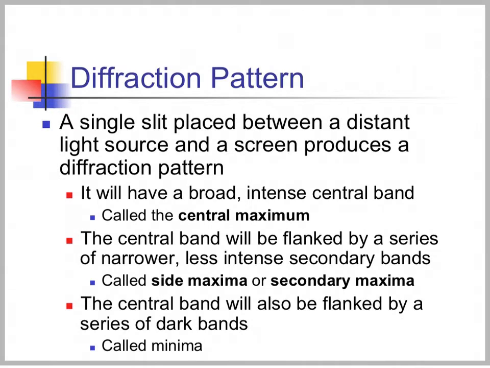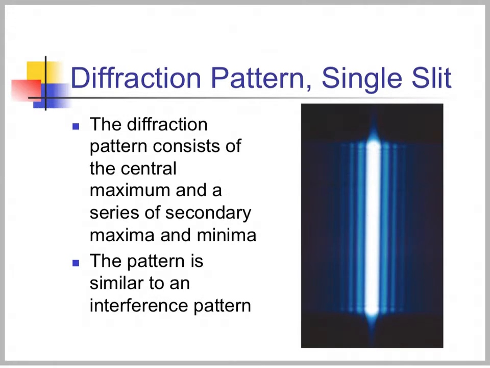A single slit placed between a distant light source and a screen produces a diffraction pattern. It will have a broad, intense central band called the central maximum. The central band will be flanked by a series of narrower, less intense secondary bands called side maxima or secondary maxima, and also by a series of dark bands called minima. So the diffraction pattern consists of a central maximum and a series of maxima and minima. The pattern is similar to an interference pattern.